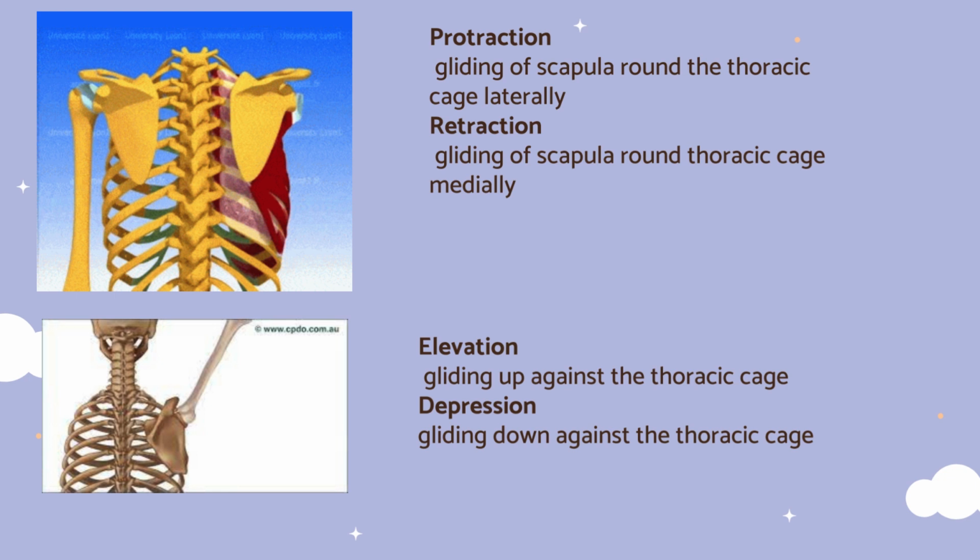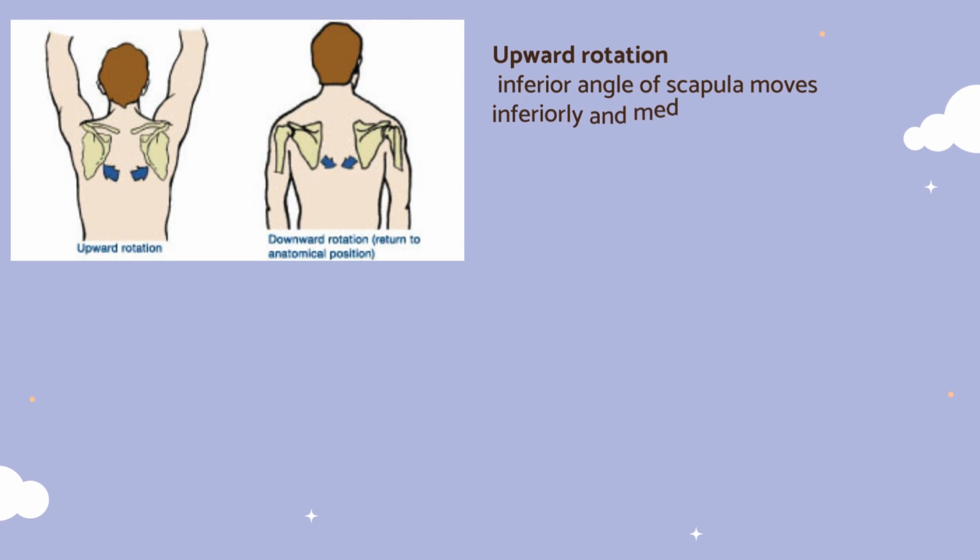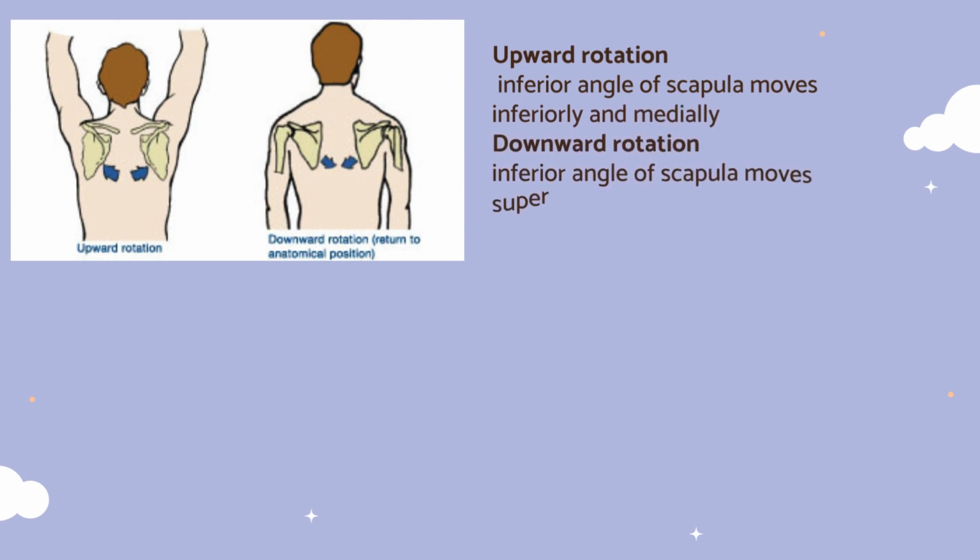While there are no ligaments specifically associated with the scapulothoracic joint, the stability of the joint is maintained by the surrounding muscles and soft tissues. Muscles such as the trapezius, serratus anterior, rhomboids, and levator scapulae play crucial roles in controlling the movements of the scapula and stabilizing the shoulder complex. Downward rotation, rotation of the scapula downward, returning it to its resting position.